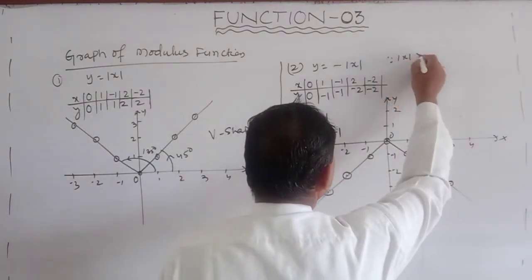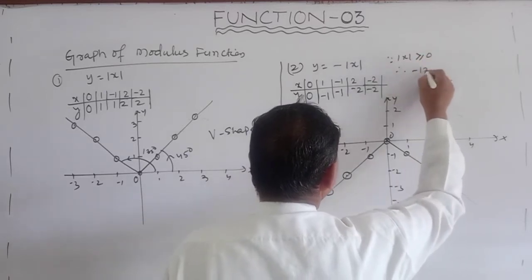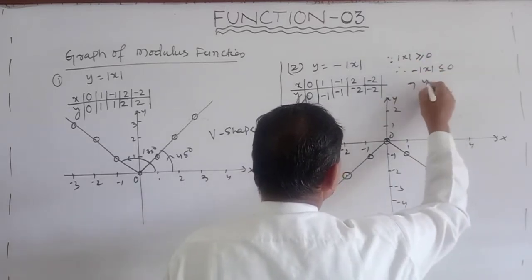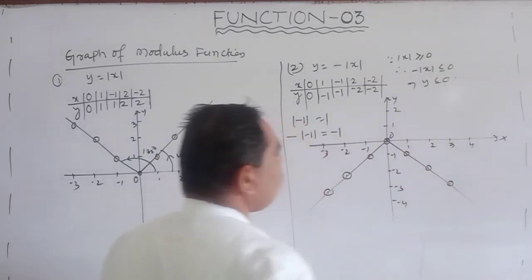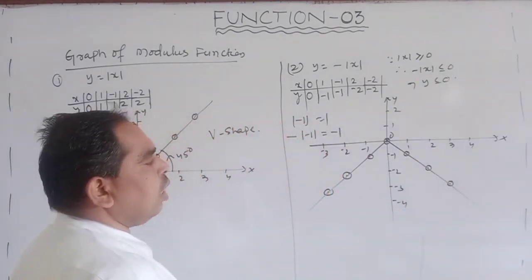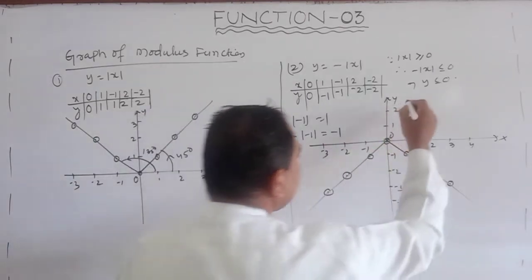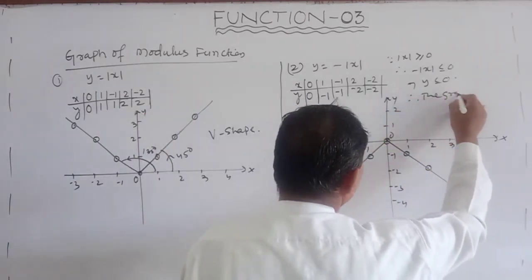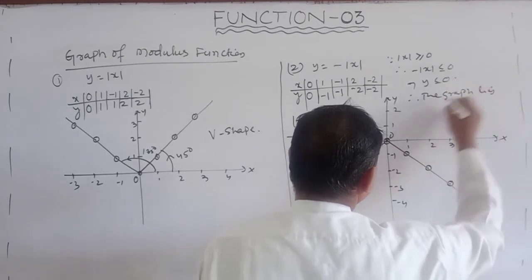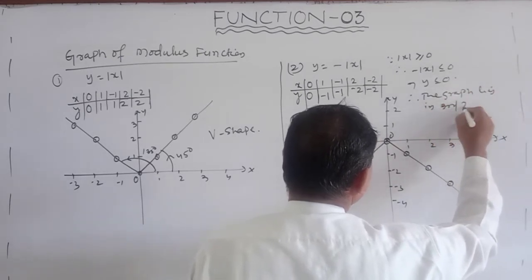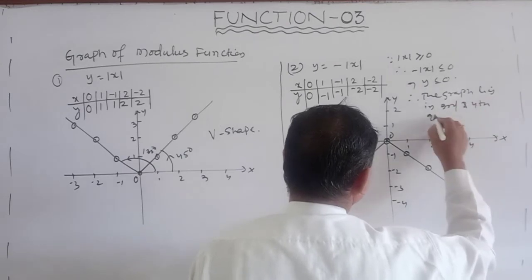Since mod x is greater than or equal to 0, therefore minus mod x is less than or equal to 0. This implies y is less than or equal to 0. So the graph lies in the second, third and fourth quadrant. Therefore the graph lies in third and fourth quadrant.